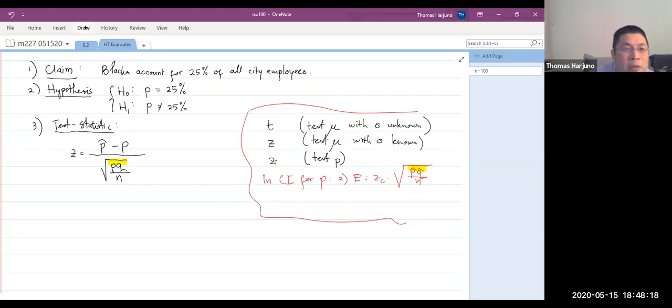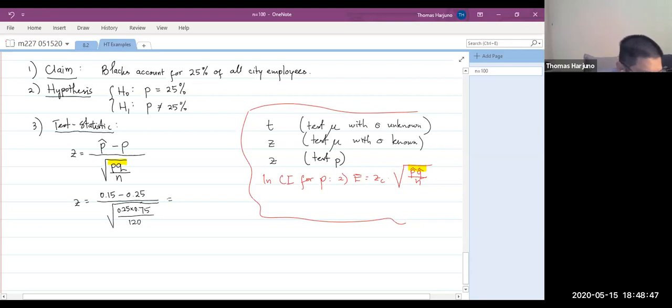Okay, now let's plug in numbers. This will then be equal to 0.15, the sample proportion, minus the population proportion the mayor claims, over the square root of p is 0.25, therefore q is 0.75, over the sample size 120. I get negative 2.52982. Please make sure you have the same result when you use your calculator.